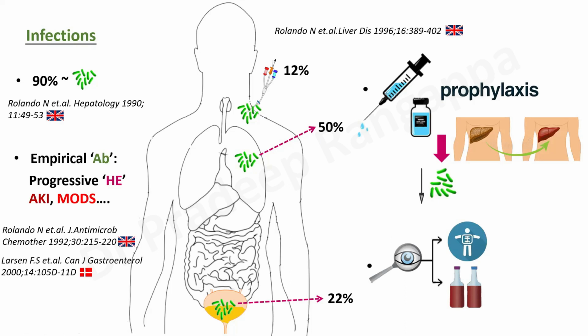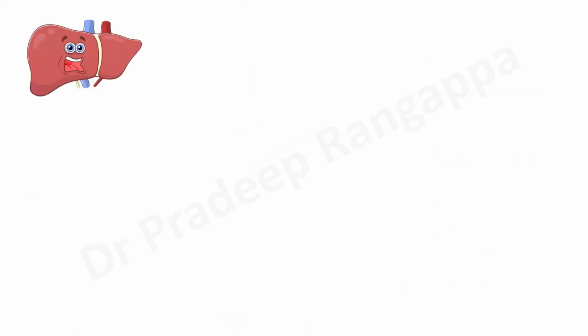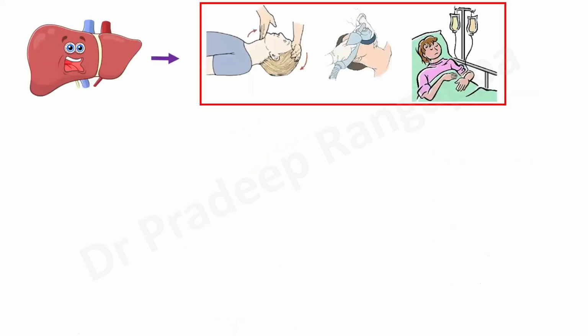And empiric antibiotics can be considered in someone where there is a progressive worsening of liver failure in terms of progressive hepatic encephalopathy, AKI, or MODS. And these are referenced from these articles. So the protocol in liver failure starts with airway, breathing and circulation. So if somebody is getting encephalopathic, you need to secure the airway by intubating early on rather than delaying.